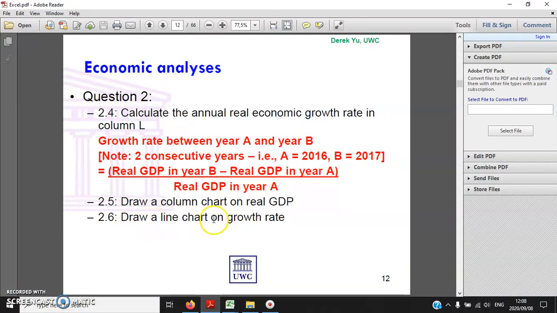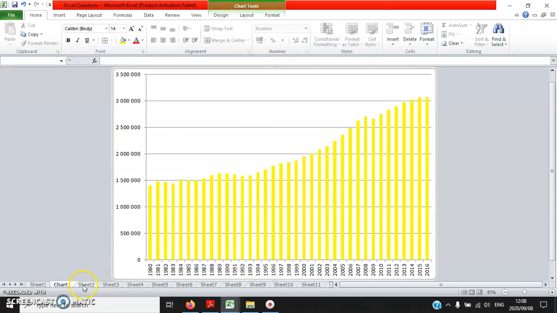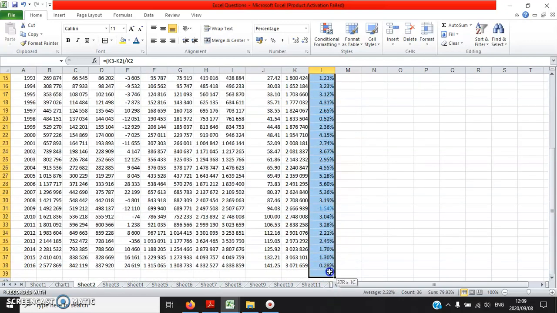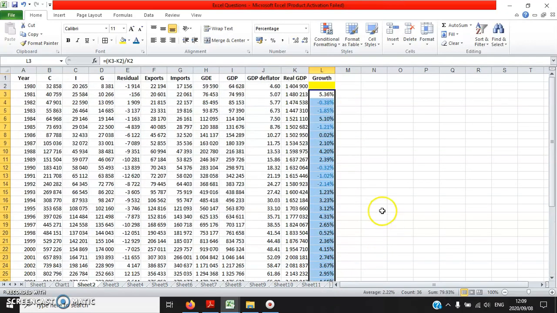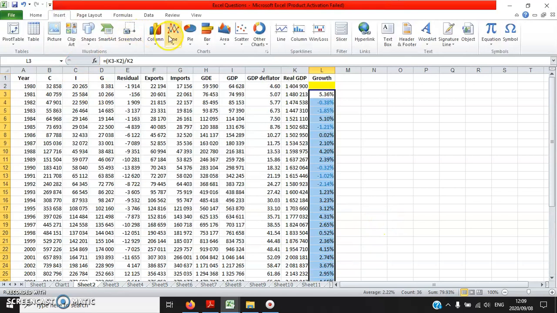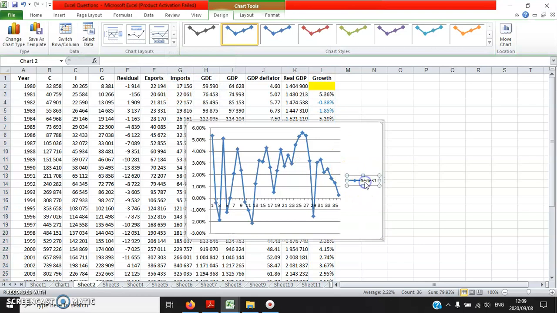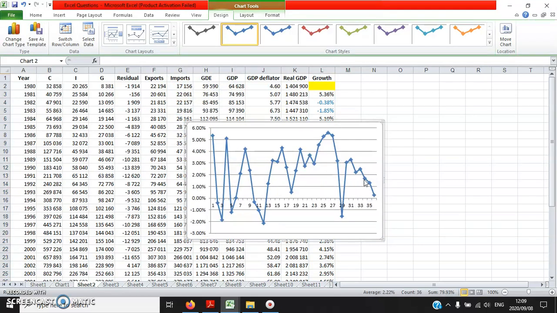And then the next one, draw a line chart on the real GDP growth rate. So let's go back to the actual data. For the growth rate, remember it starts from here, from 1981. Let's highlight the data from 5.36% all the way to 0.28%. The question says line chart, so insert line chart, the normal 2D line chart with the markers. Again, I would delete the legend. We don't need the legend because there's only one variable involved.